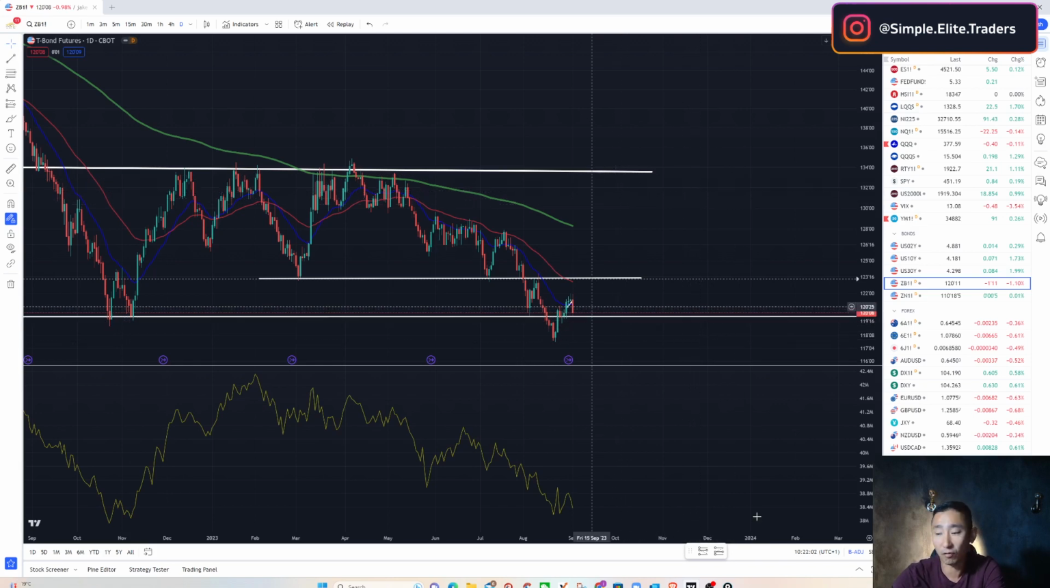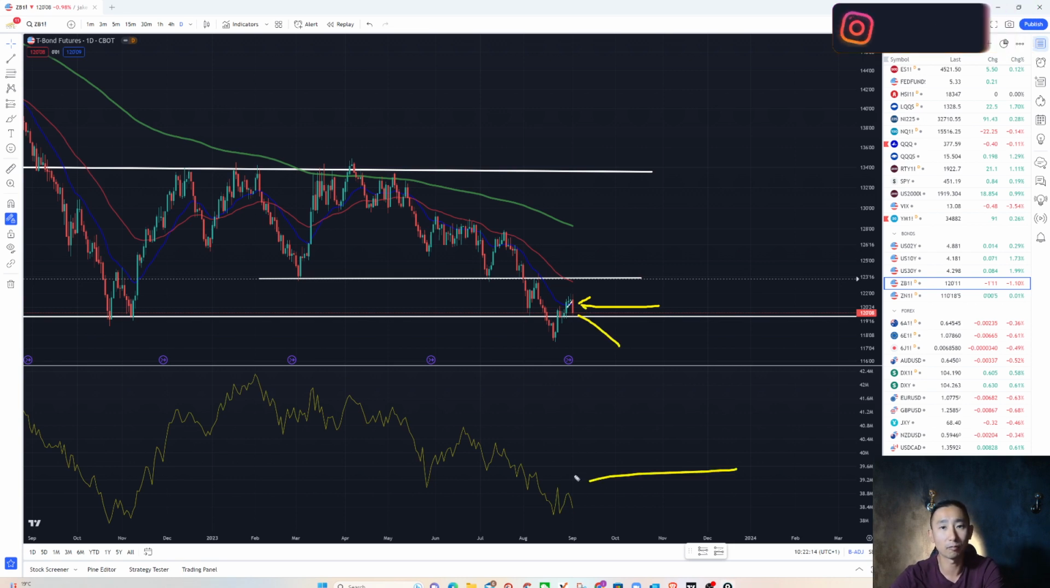We can see on Friday, this is the treasury bond, we have a bearish engulfing bar. So bonds are likely to continue the downtrend. And you can see the accumulation distribution line right here. It shows the volume is so much more on the distribution side, meaning that it's bearish. People are still selling it.